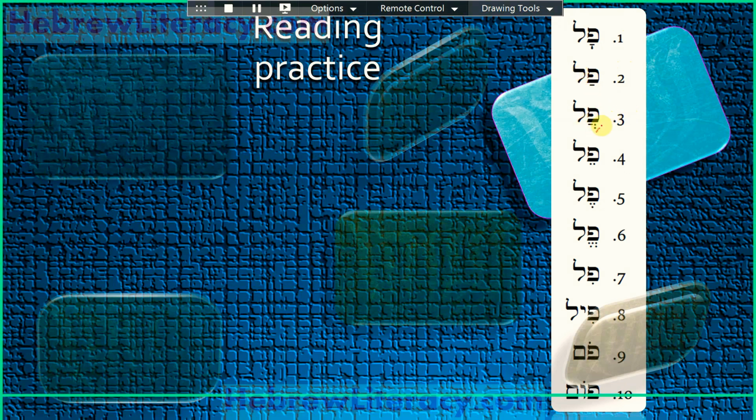This is the composite schwa. So just look at the sign that's next to the schwa. That's going to be how you read it. Fal. Fal. Number four, try to read it before me. Fail. Fail. All right. Number five, try to read it before me.